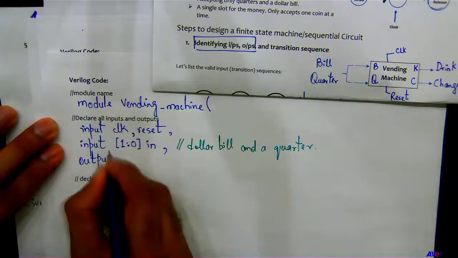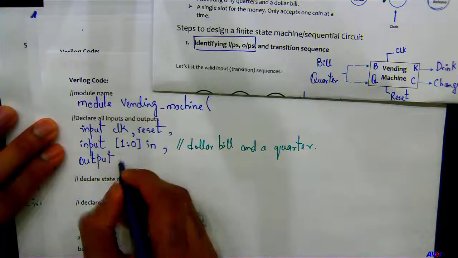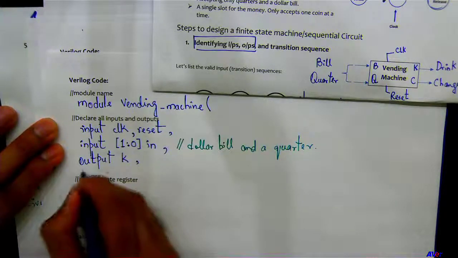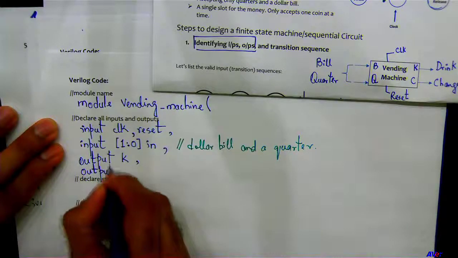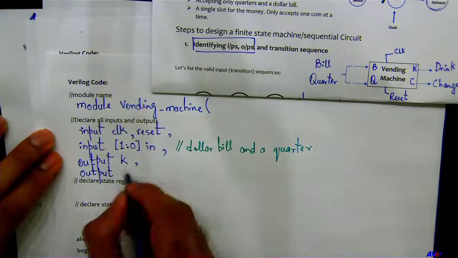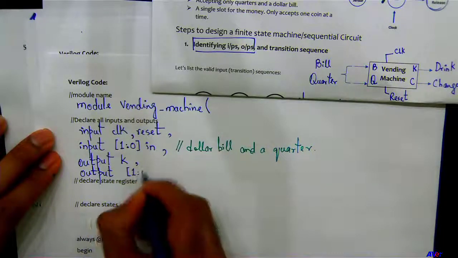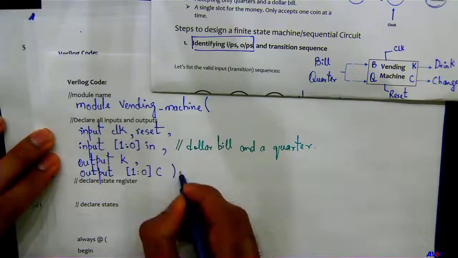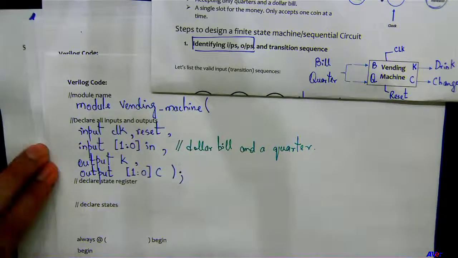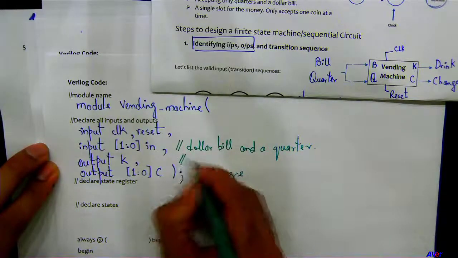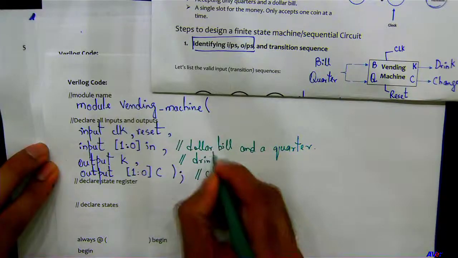What are the outputs here? Obviously, we have drink, and I'm using a variable k here. So I'll just use k, and we have another output, which is change. And change is going to be what here? An array, right? Because we need two bits. So 1, 0, and I'm just going to use the variable C. Bracket close, semicolon. So this is my change, and this was my drink out as an output.